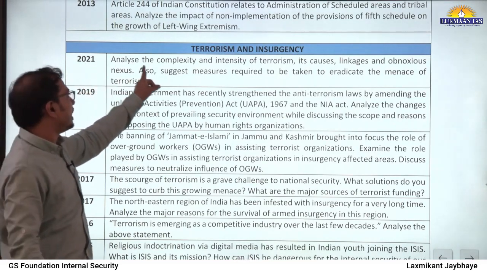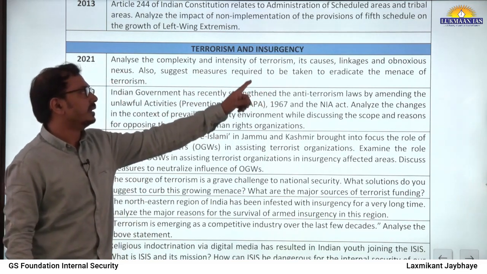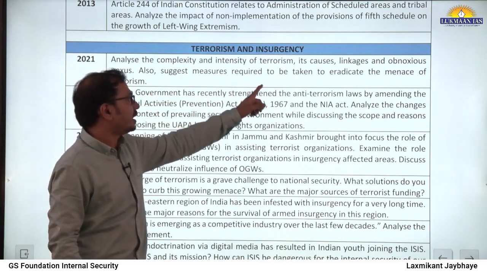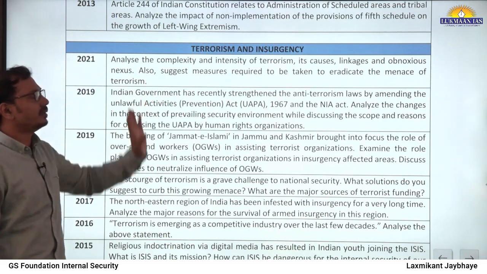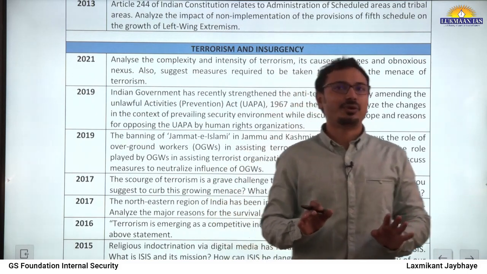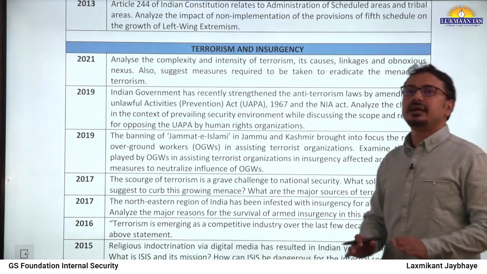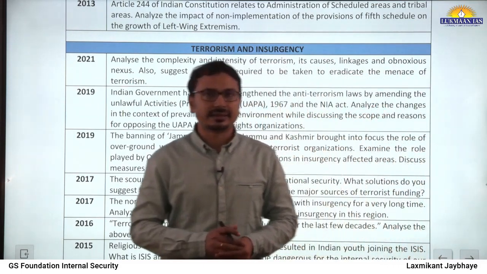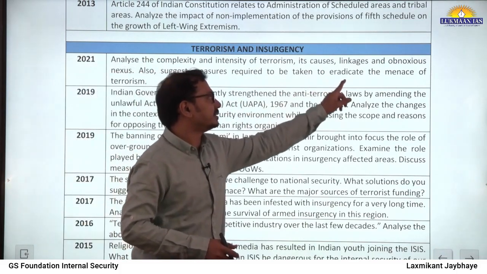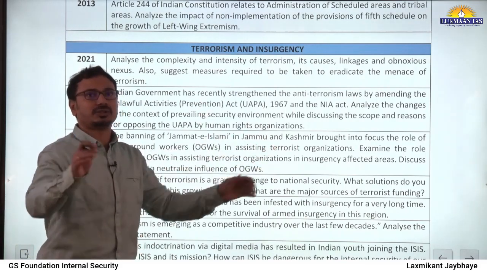What was the question? Analyze the complexity and intensity of terrorism, its causes, linkages, obnoxious nexus. Also suggest measures required to be taken to eradicate the menace of it. So you can see that the causes and way forward. Largely in all questions, especially internal security challenges, we have to understand causes, linkages and the way forward for terrorism. So it was a broader level question.